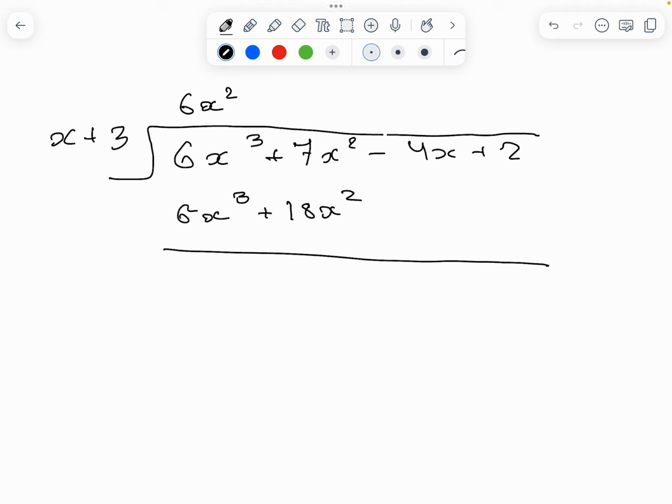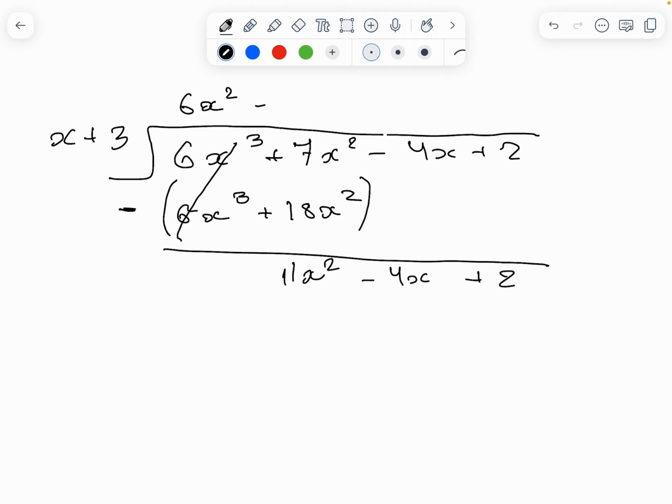So what happens is, just like normal division, this entire thing would be subtracted, and because it's together, a minus sign would go on everything, so you need to put it in brackets. Then these two would cancel, and that would leave us with plus 7x squared and minus 18x squared, which would give us minus 11x squared, minus 4x plus 2.